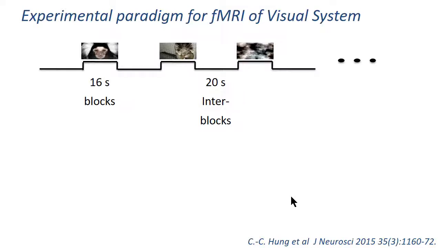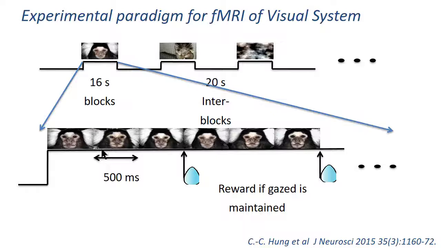So here's a little bit more on the block design paradigm. Each block was 16 seconds of stimuli of the same category. And if the animals were looking at the screen for 1.5 seconds, they would receive a drop of liquid reward as a positive reinforcement, no negative reinforcement.